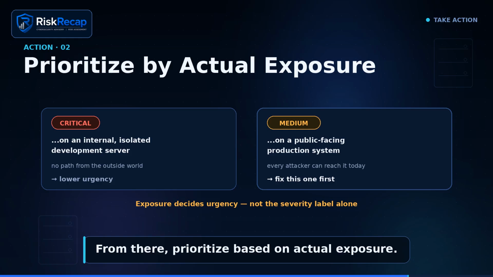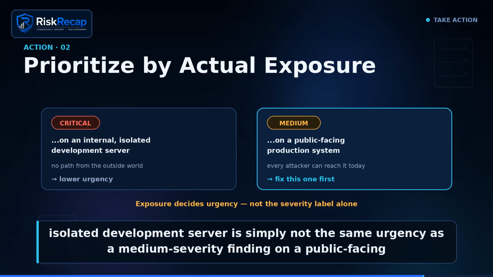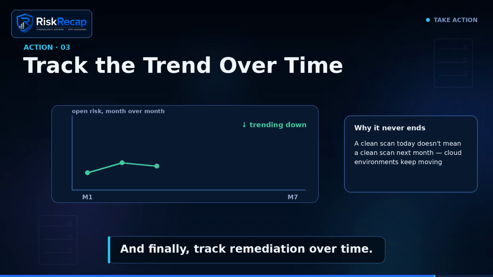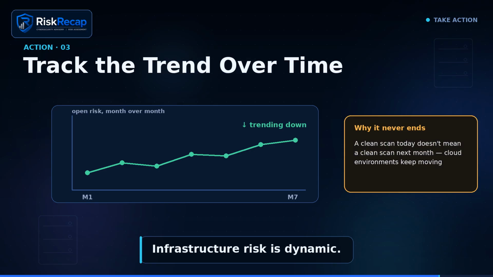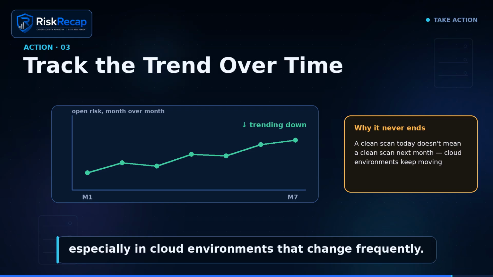From there, prioritize based on actual exposure. A critical vulnerability sitting on an internal isolated development server is simply not the same urgency as a medium severity finding on a public-facing production system. And finally, track remediation over time. Infrastructure risk is dynamic. A clean scan today doesn't mean a clean scan next month, especially in cloud environments that change frequently.